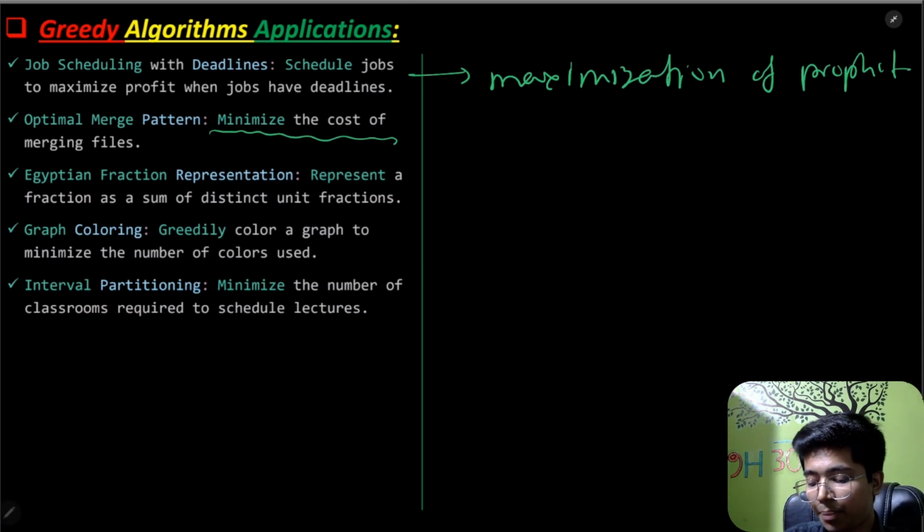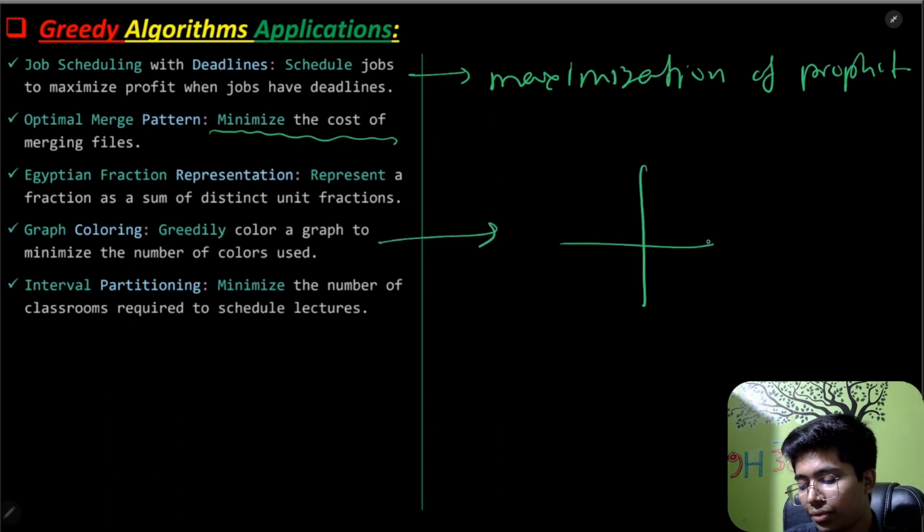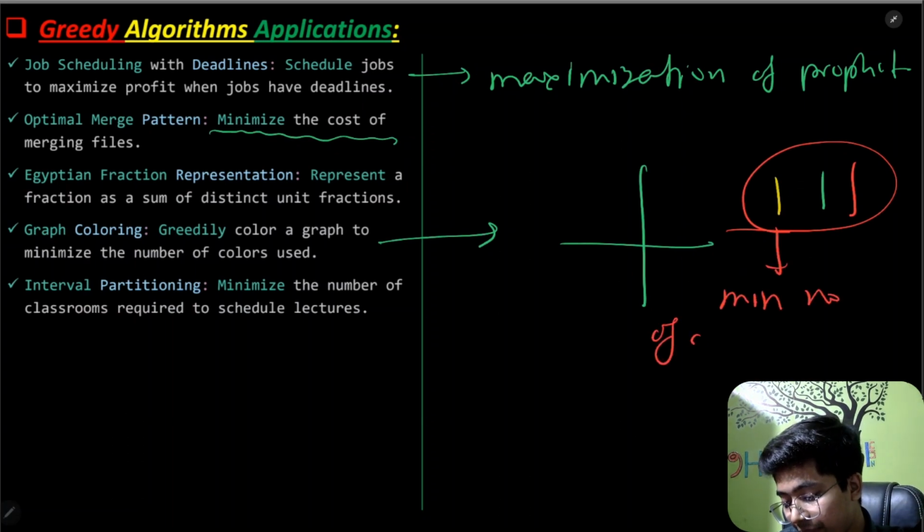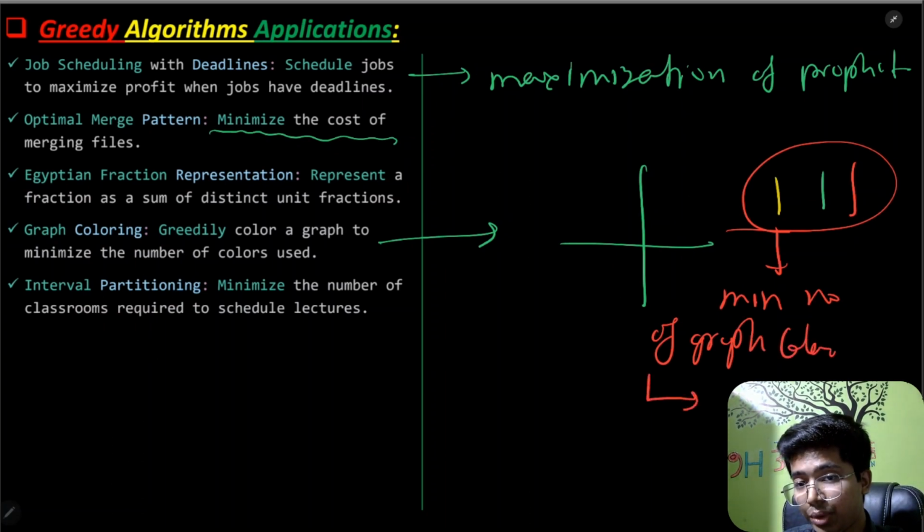For graph coloring, suppose there is a graph and we want to color it. How many colors should we use? We try to find the minimum number of colors, and in those cases we also use the greedy algorithm to find the minimum number of colors for graph coloring. There also we utilize the greedy algorithm.